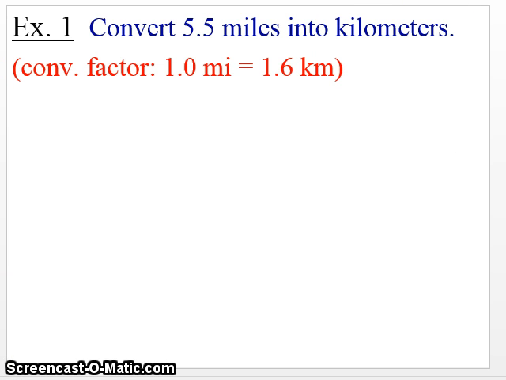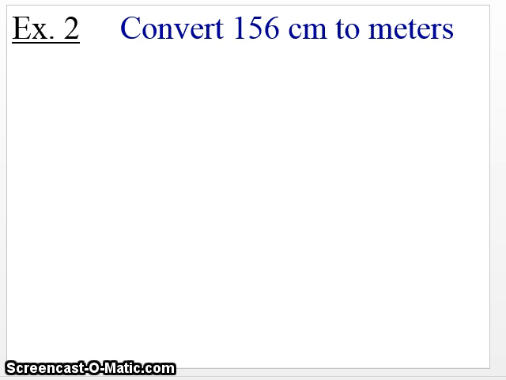Back to right. All right, so I'm on convert 5.5 miles into kilometers. We just did that one, huh? We just did that one. Let's do a different one. All right. So example 2. Okay, you have to hit it twice sometimes. I remember learning that last time.